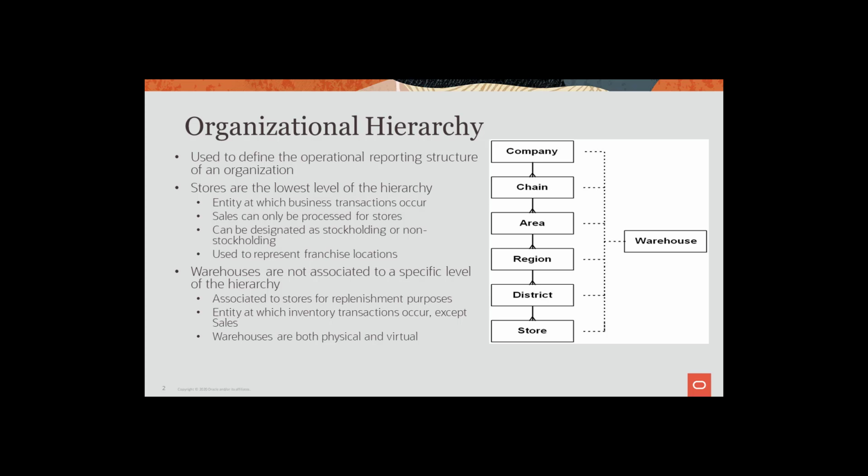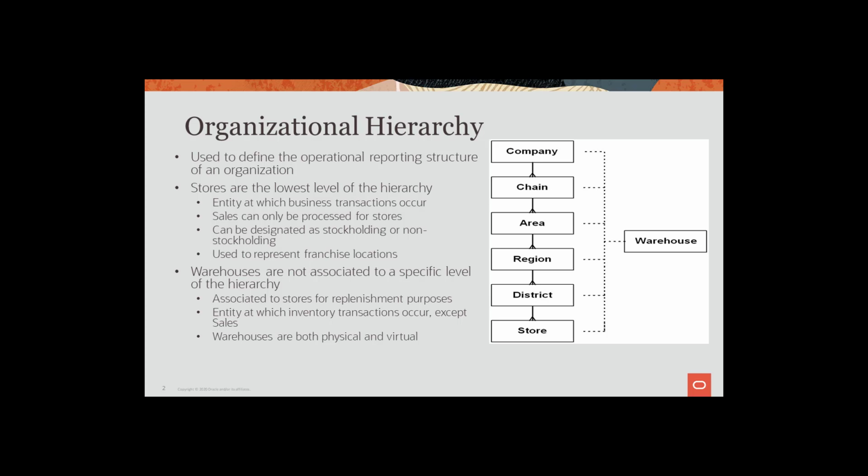The bottom level of the organizational hierarchy is store. A store is the level of the organizational hierarchy in which business transactions occur, such as sales, receipts, and inventory adjustments. In fact, sales transactions can only be processed for stores. A store can represent either a stock holding or non-stock holding location.